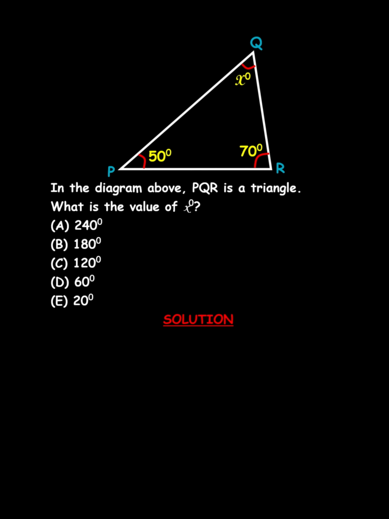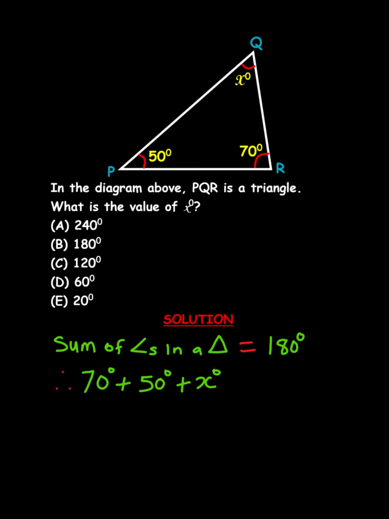E. 20 degrees. Solution. Know that the sum of angles in a triangle equals 180 degrees. Therefore, 70 degrees plus 50 degrees plus x degrees equals 180 degrees. 70 plus 50 is equal to 120 degrees, plus x degrees, which equals 180 degrees.